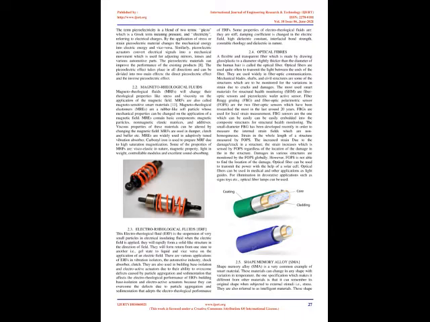SMA. Shape memory alloy, SMA, is a very common example of smart material. These materials can change into any shape with variation in temperature. The one specification which makes it different from other materials is that it can remember its original shape when subjected to external stimuli, i.e., stress. They are also referred to as intelligent materials.